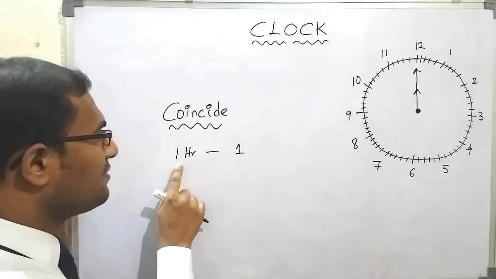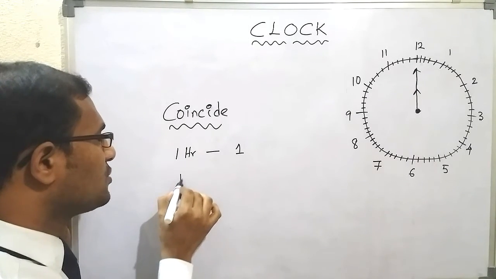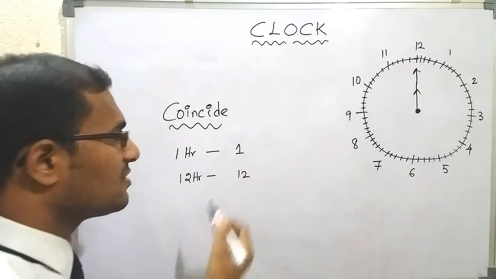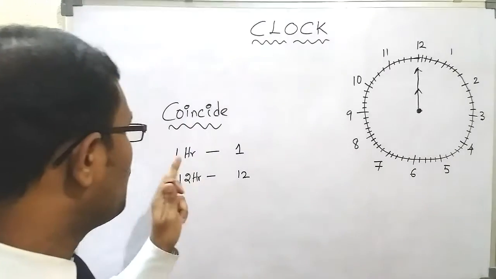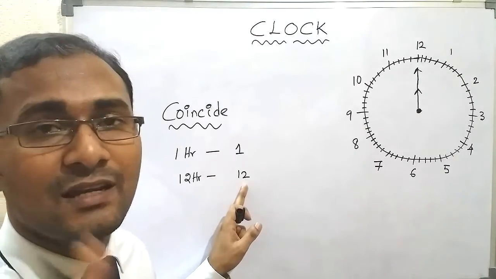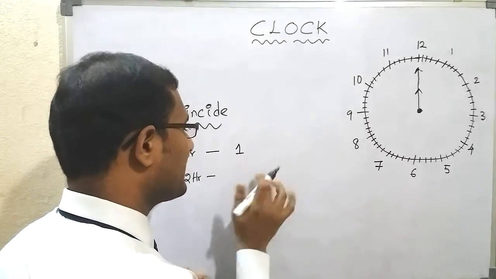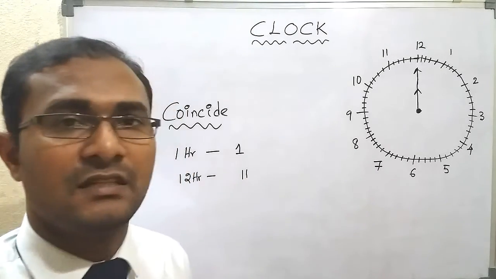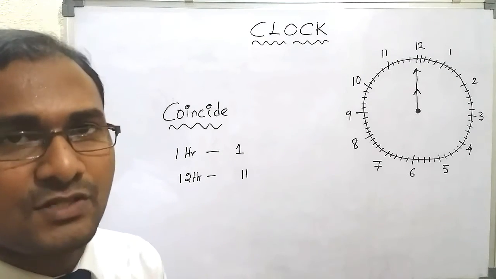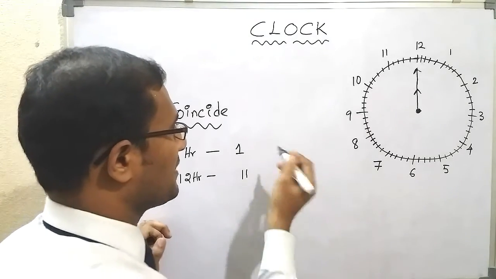For every 1 hour one time the coincident condition means for every 12 hours it should be 12. But in general we will get 11 times only. We will get the coincident condition only 11 times for every 12 hours. Why? I'll tell you the reason now. Let me explain.